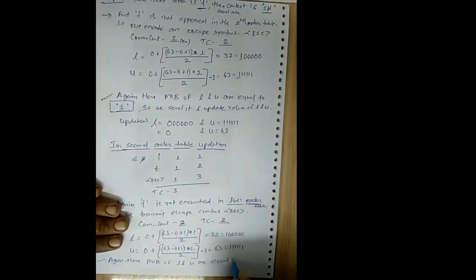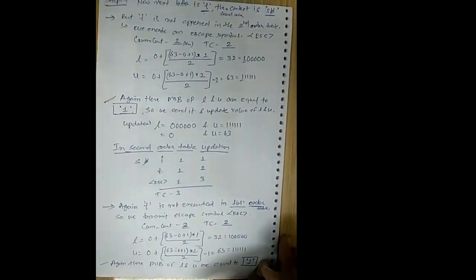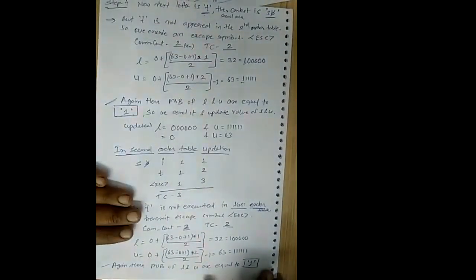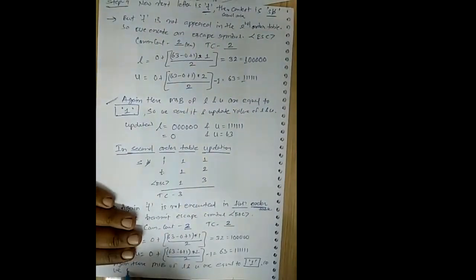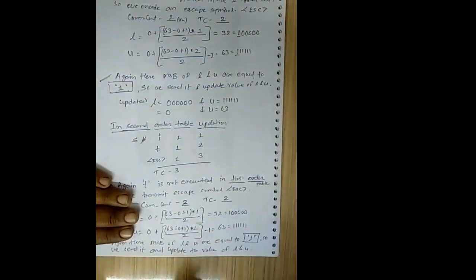So again, you can see here the same procedure. My first MSB bit has been matched. So yes, again, the MSB of L and U are equal to 1. So yes, till now we have transmitted 0, 1, 1. My next symbol has been transmitted is 1. So here I can transmit 1. So we send it, and update the value of L and U.